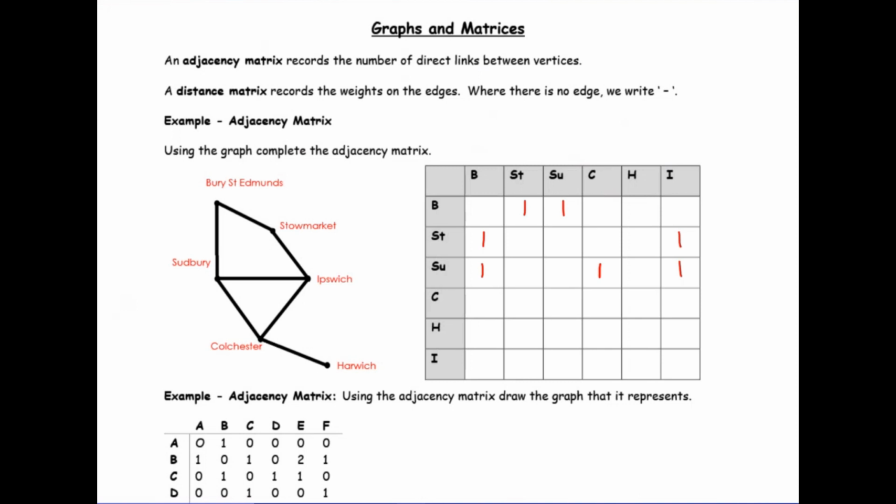Colchester is directly connected to Sudbury, Ipswich, and Harwich. Harwich is just directly connected to Colchester. And finally, Ipswich is connected to Stowmarket, Sudbury, and Colchester. All the rest of these, they're not connected up, so we can put dashes in all of those.